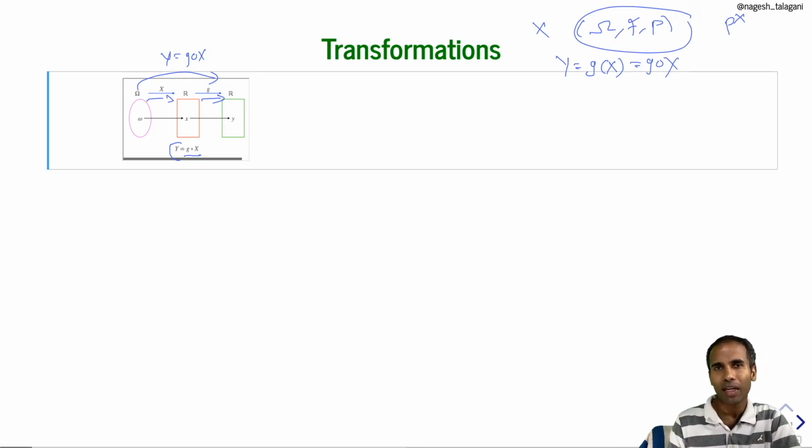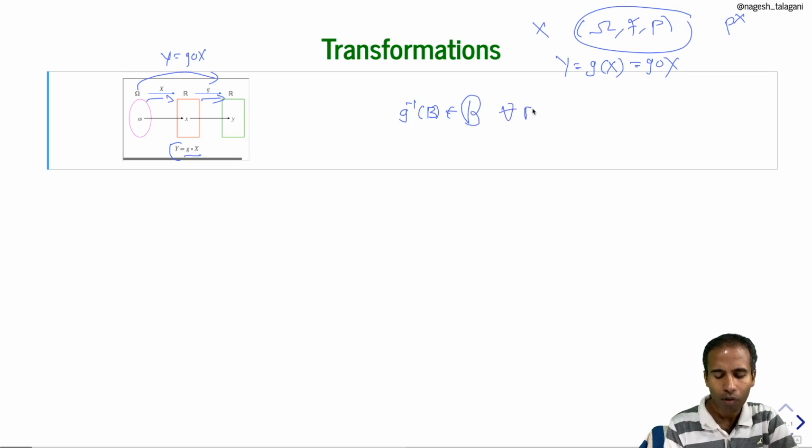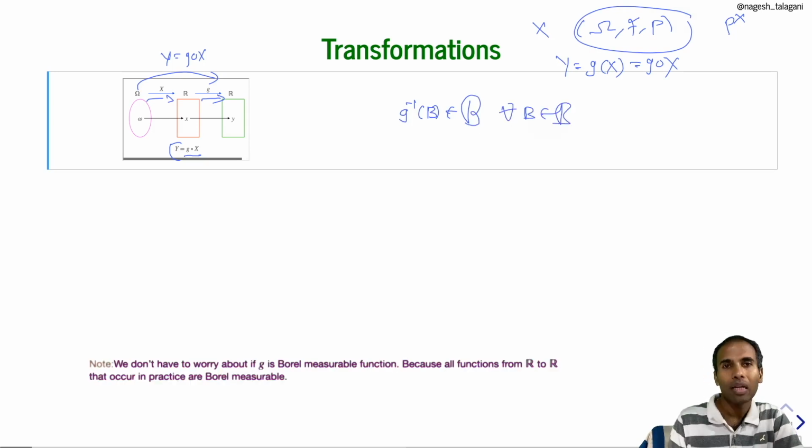Only one technical condition is that g should be a Borel measurable function. That is, under g, the inverse image of a Borel set should again be a Borel set, for all Borel sets. Then this Y will be a random variable according to the definition of the random variable.